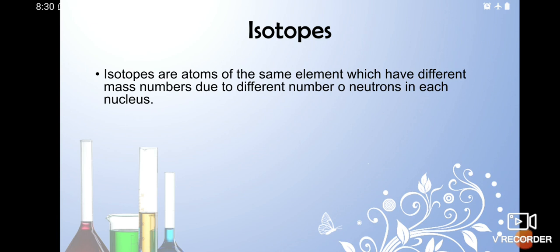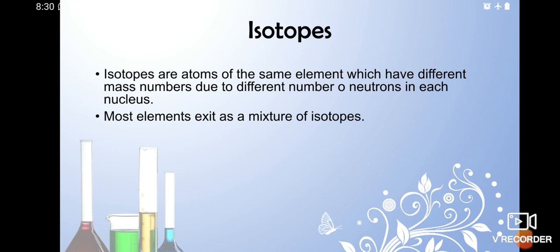Means the atoms which have more number of isotopes, that is, isotopes which have different mass numbers, with different neutrons in each nucleus. For example, in nature, most elements exist as a mixture of isotopes.